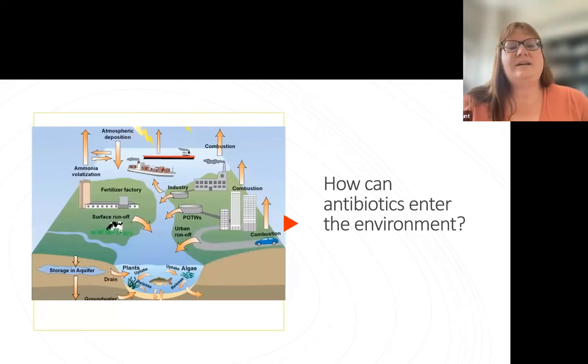And just more generally, where are antibiotics coming from? This is a figure that shows all of the ways that contaminants can enter the environment, but there are a few pathways that are specifically relevant for antibiotics. If we look at the POTWs, the wastewater treatment facilities, surface runoff, and potentially a little bit of urban runoff, these are really the main sources. What this figure also shows is that once these compounds are in the environment, they can either be transported through the aquifer down toward groundwater, or there are also a lot of processes that can take place within the surface water body. These antibiotics could be attached to sediment, they could be in the water column, there could be uptake by aquatic organisms. And so it's really a complex picture of what happens to these antibiotics after they're released into the environment.